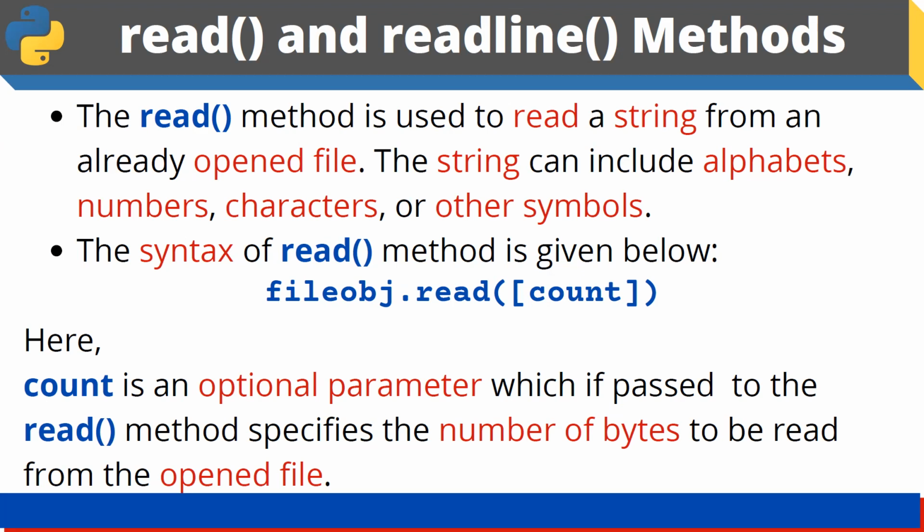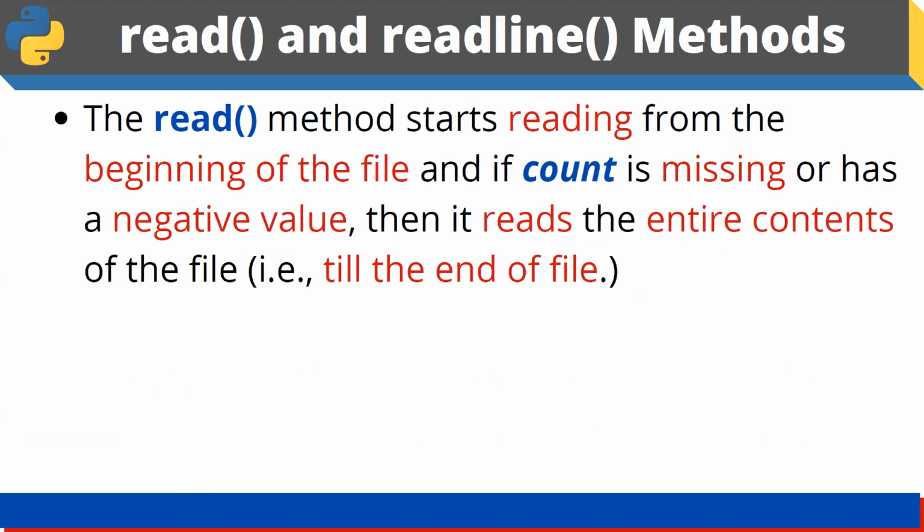The count is an optional parameter which, if passed to the read method, specifies the number of bytes to be read from the opened file. The read method starts reading from the beginning of the file, and if the count is missing or has a negative value, then it reads the entire contents of the file, till the end of the file.